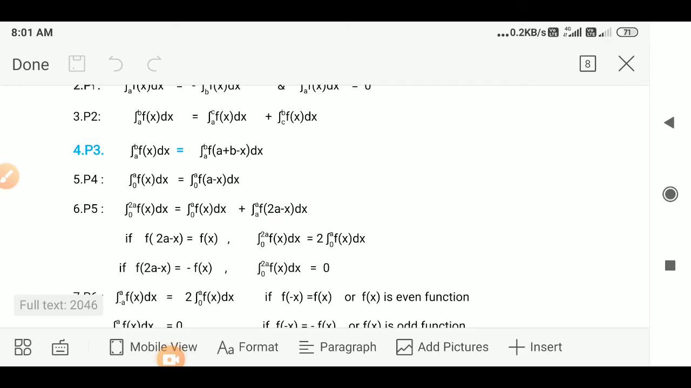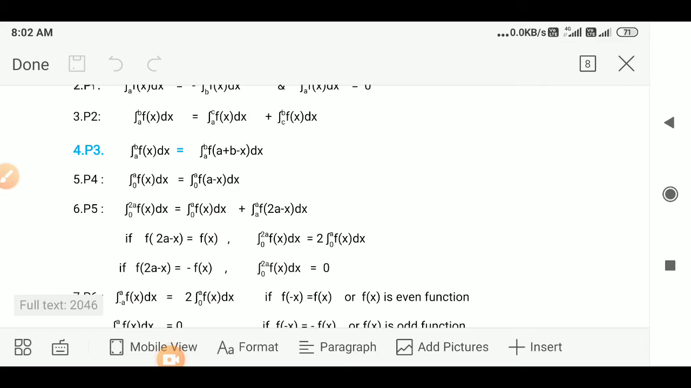Now there is property number 6, integral 0 to 2a f(x) dx is equal to integral 0 to a f(x) dx plus integral 0 to a f(2a minus x) dx. If f(2a minus x) is equal to f(x), then integral 0 to 2a f(x) dx is equal to 2 times integral 0 to a f(x) dx. If f(2a minus x) is equal to minus f(x), then integral 0 to 2a f(x) dx is equal to 0.